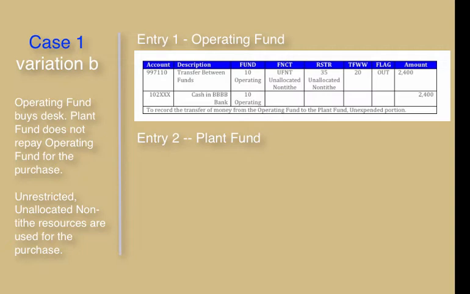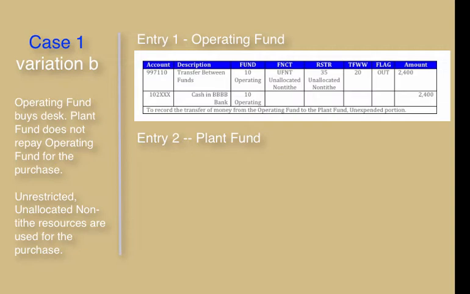The credit side of this entry goes to the cash account, so it will be a 102 something account depending on the code for the particular bank whose cash account is being used. And the only analysis we need is for Fund 10. This records a transfer of the money from the operating fund into the plant fund unexpended portion.